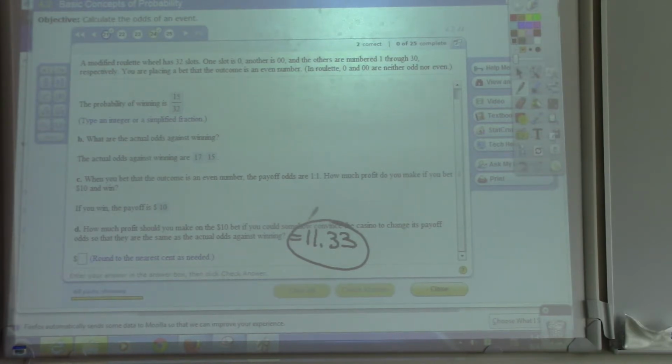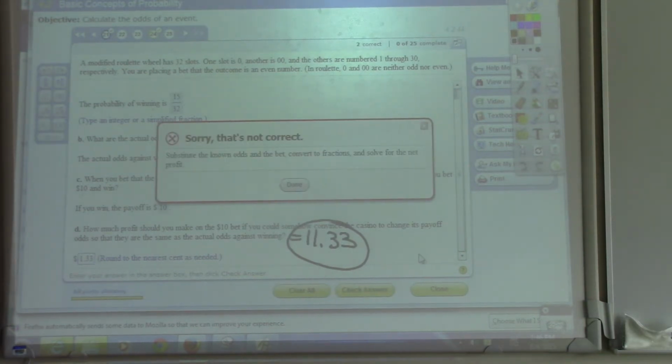Why? Because the answer is $11.33, but you only made $1.33 profit. Exactly. You only made $1.33. If you put $1.33, you get it wrong. Unless they fixed it, you have to put 11.33. But that's not profit. That's why I disagree with it.